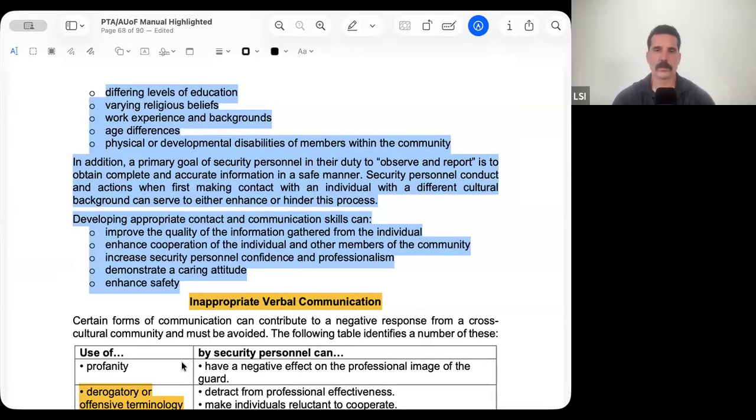In addition, a primary goal of security personnel in their duty to observe and report is to obtain complete and accurate information in a safe manner. Security personnel conduct and actions when first making contact with an individual with a different cultural background can serve to either enhance or hinder this process. Developing appropriate contact and communication skills can improve the quality of the information gathered from the individual, enhance cooperation of the individual and other members of the community, increase security personnel confidence and professionalism, demonstrate a caring attitude, and enhance safety.